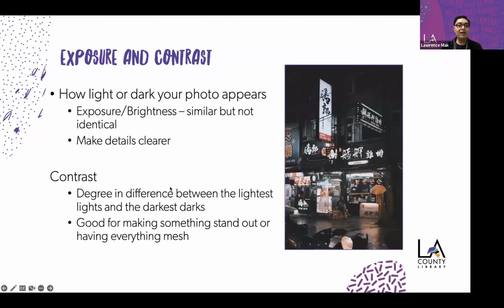So now we move on to exposure and contrast, which are two complementary settings that deal with the light and dark of an image. So exposure and brightness both deal with the amount of light in an image. However, there are some subtle differences that you should be aware of. Brightness deals with the brightness of the entire image. So if you increase or decrease the brightness, it will apply those changes across every single pixel of the image. So on the image that you see, it's going to apply the brightness evenly across that entire image.